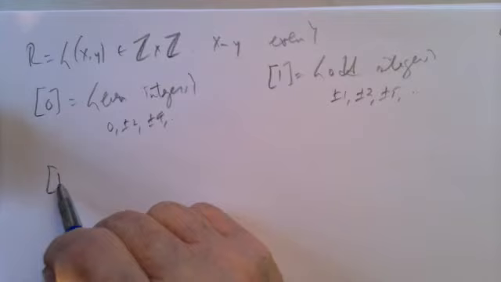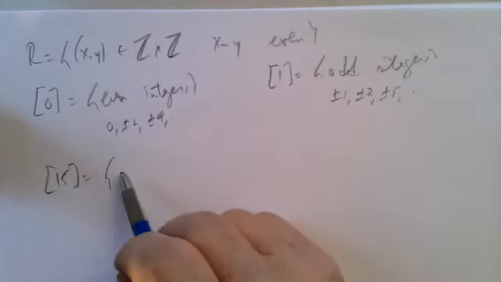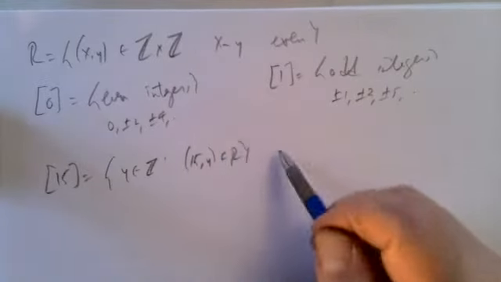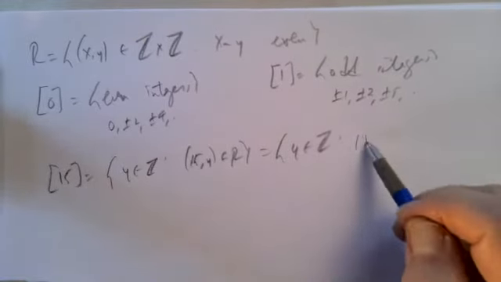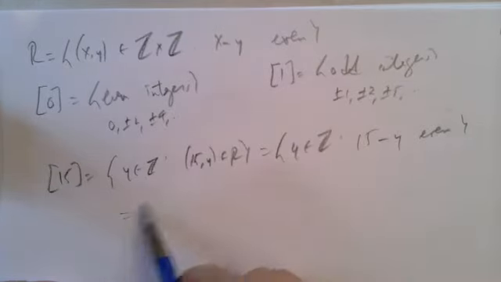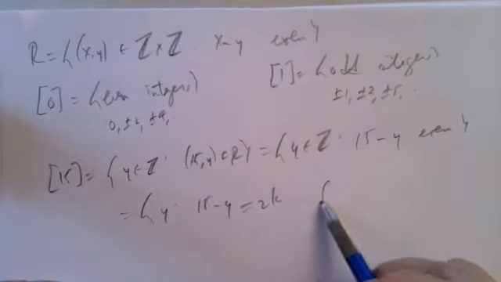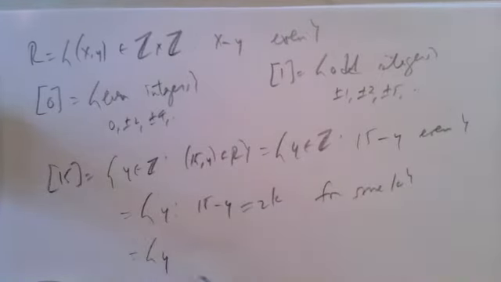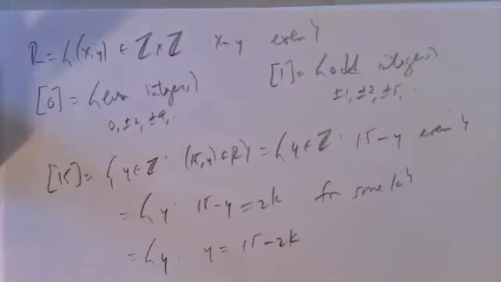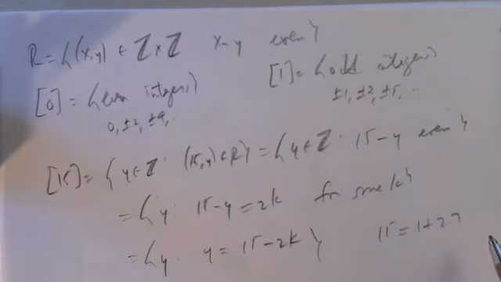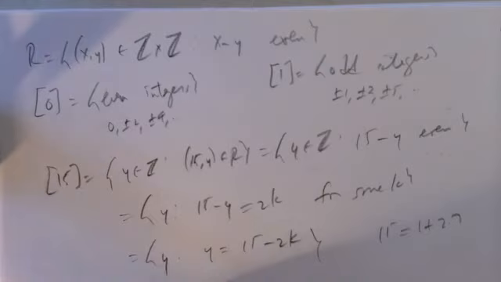What's the equivalence class of 15? That's all integers y such that (15, y) is in the relation. That's all integers y such that 15 minus y is even. That's the set of all integers y such that 15 minus y is, let's say, 2k, an even number for some k. That's all y such that y can be written as 15 minus 2k. Now, 15, I will remind you, is 1 plus 14, or 1 plus 2 times 7. So this is the set of all y such that y is equal to 1 plus 2 times 7 minus 2k for some k.